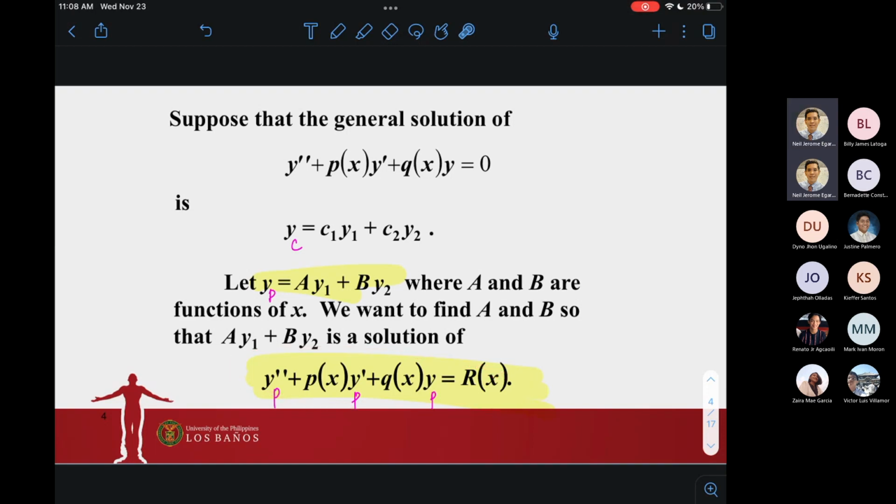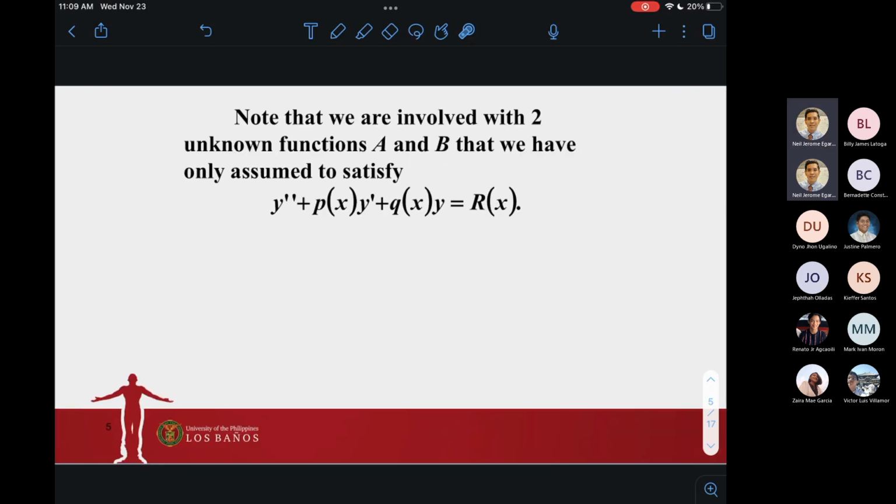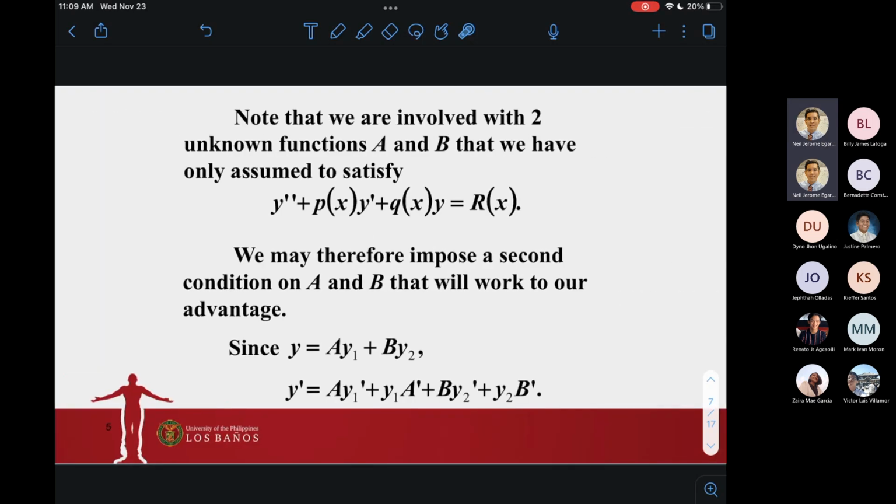Isa pa lang yung equation, so free ako na mag-imbento pa ng isang condition that will be convenient for us. Tapos makikita natin mamaya ano yung pinili kong additional condition out of the blue, but the reason why I chose that ay para mapasimple yung calculations.